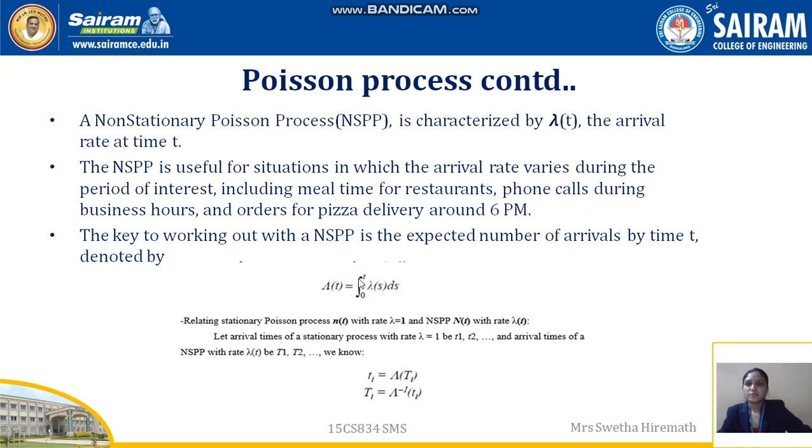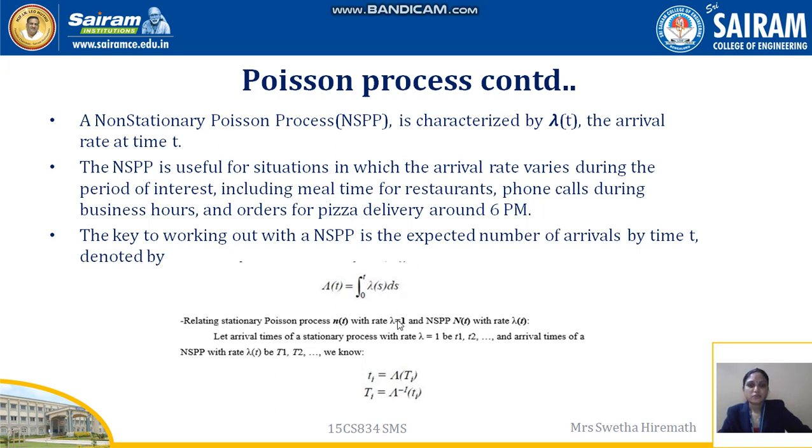Next, moving to the Poisson process continued, the non-stationary Poisson process, NSPP, is characterized by lambda(t), the arrival rate at time t. The NSPP is useful for situations in which the arrival rate varies during the period of interest, including meal times for restaurants, phone calls during business hours, and orders for pizza delivery around 6 p.m. The key to working with NSPP is the expected number of arrivals by time t, denoted by v(t), which is the integral from 0 to t of lambda(s) ds.